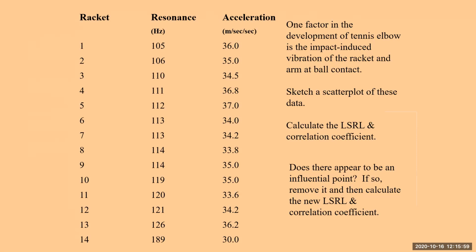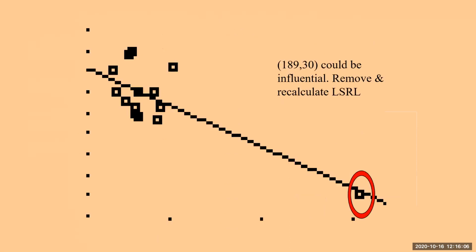So let's start with the scatter plot. If you want to put those into your calculator, you can. Again, we're only putting in the second column and third column. But here would be the scatter plot. And notice we do have a value way out here that would be an outlier. 189.30 is very far away from the rest of the data points. But we don't know yet if it's influential. We need to remove it and recalculate the least squares regression line. So notice currently it's on this least squares regression line, but let's remove it.